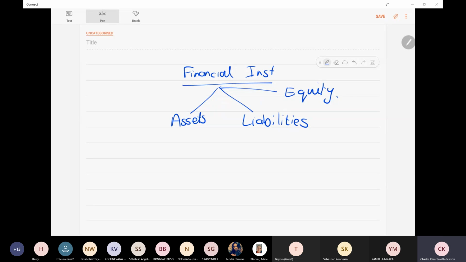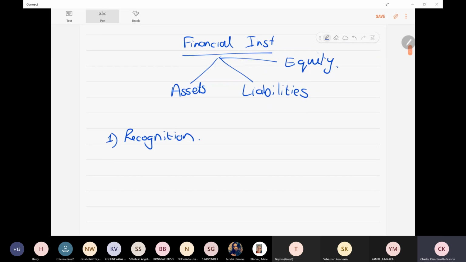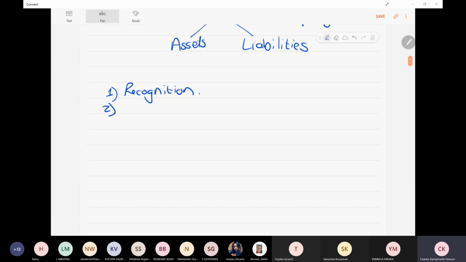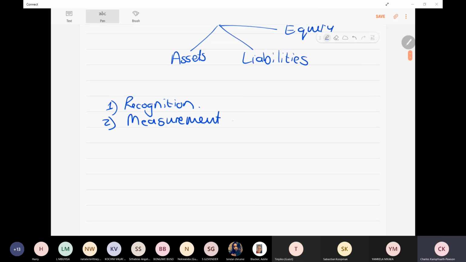Because as you know, with accounting, as we've gone through all the other IAS standards, there are various sections in the standards that deal with recognition. What should we recognize? Then obviously we need to measure it. Once we've recognized it as one of those three items, we need to measure it. Once we've measured it, there will be initial measurement and there will be subsequent measurement.